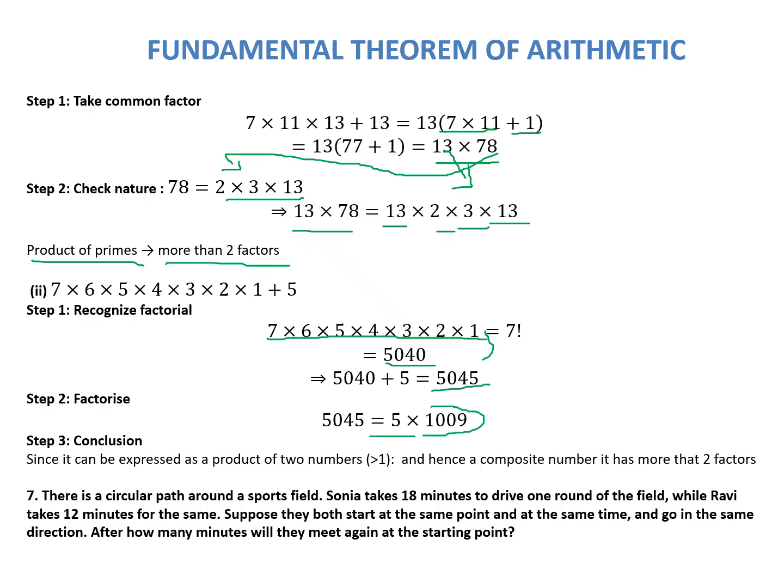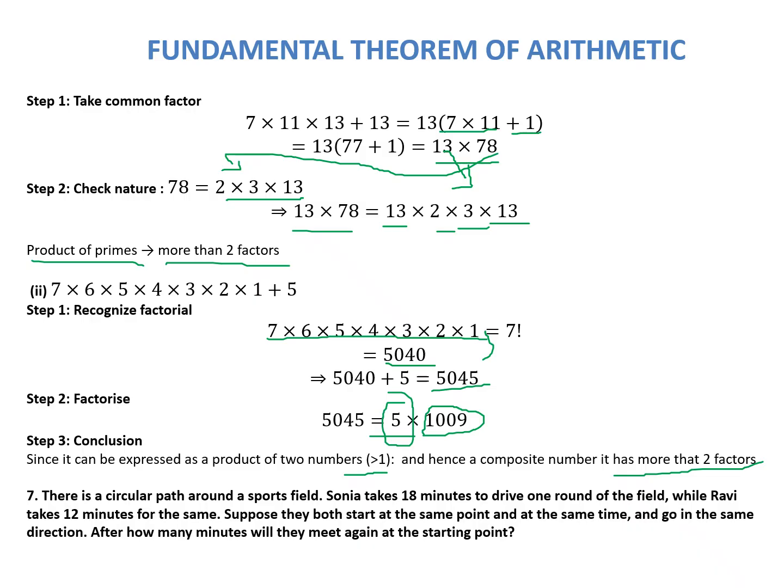So again, it has more than two factors, because 5 is one factor, 1009 is one factor, then we have 1 as a factor, and then we also have 5045 as a factor. So which means that the number of factors is more than 2. Since it can be expressed as a product of two numbers, it is a composite number, as it has more than two factors. So this is a way we have to prove that a set of numbers is composite.